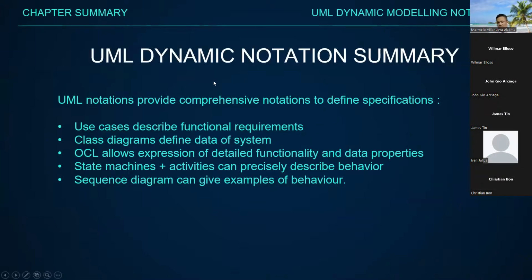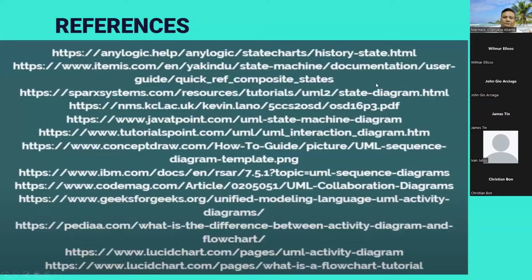So, a brief summary of what I discussed. UML notation provides comprehensive notation to define specification. Use cases describe functional requirements. Class diagrams define data of a system. OCL allows expression of detailed functionality and data properties. State machines and activities can precisely describe behavior. Sequence diagrams can give examples of behavior. This is where I got what I researched, sir.